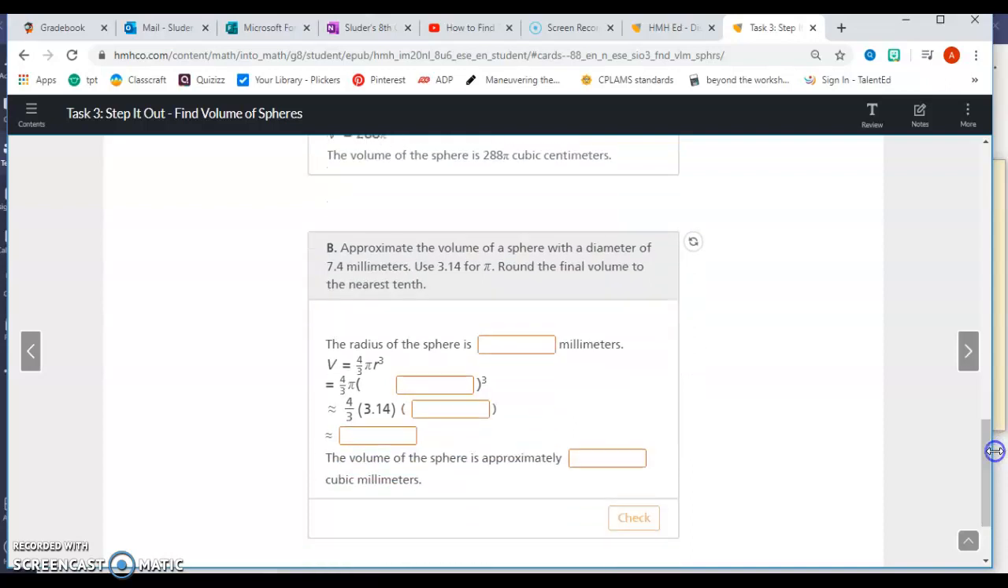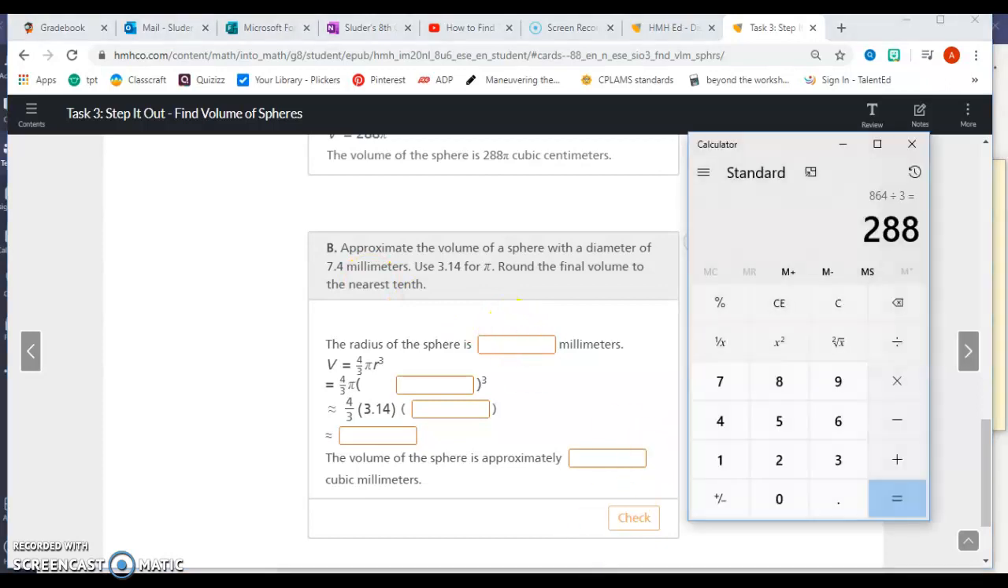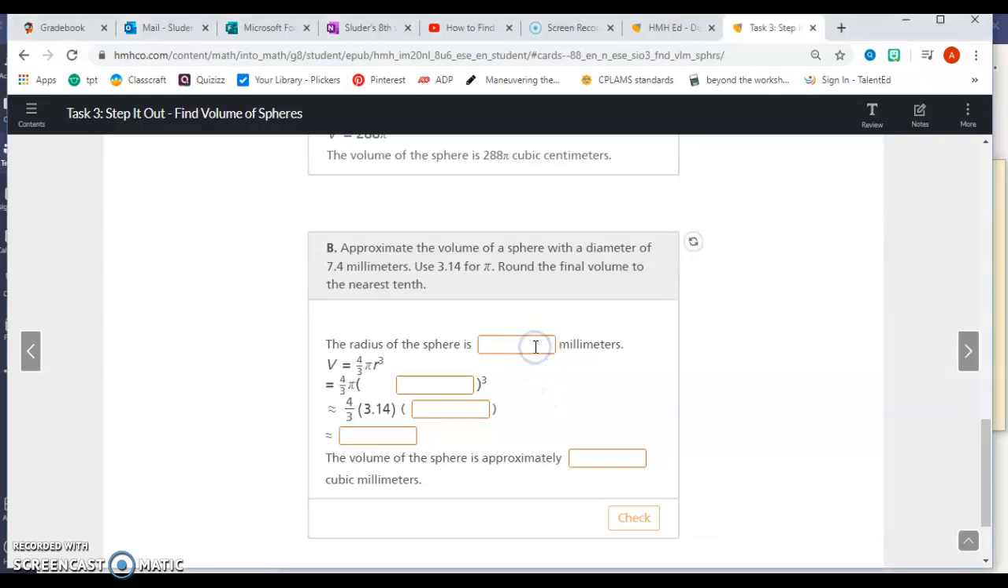So let's try it by solving completely, using 3.14 for pi and rounding the final volume to the nearest tenth. Remember, the nearest tenth is basically dimes. It is the digit closest to the decimal to the right. So for this problem, they gave us a sphere with a diameter of 7.4 milliliters. If the diameter is 7.4 milliliters, then I need to find the radius. 7.4 divided by 2 gives me the radius of 3.7.